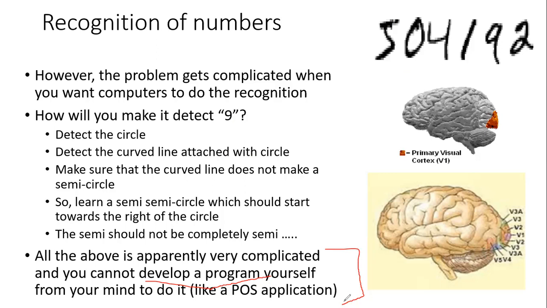There are thousands of ways in which one can write a 9. I can't write a script which encapsulates all those thousands of ways. It's literally impossible for me to tell the computer all the possible ways, and therefore it's not going to work. Like a simple point of sale application, I can't do that, right? So I have to do some other things.